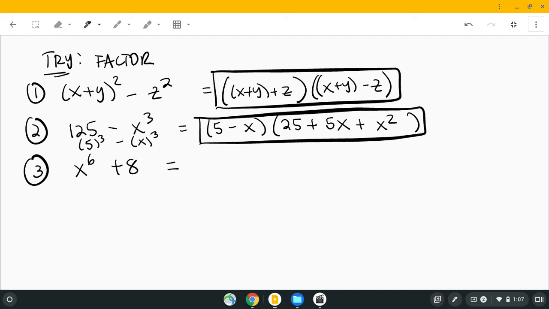And then this one here, again, if you can identify what is being cubed. Okay, so this one here is 2 cubed.